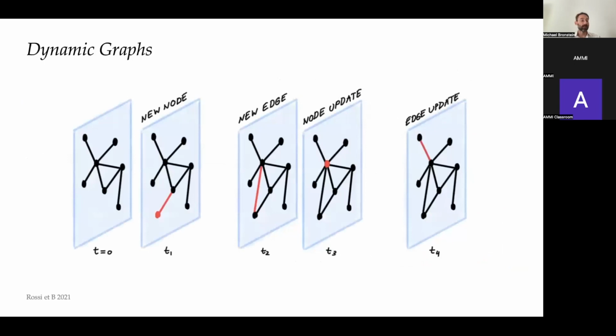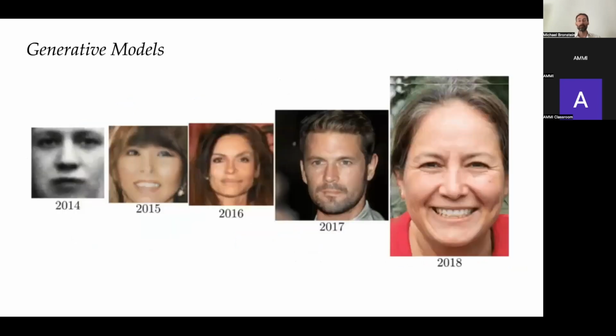Then an interesting topic is that in many situations, the graph is actually not a static object. If you think of a social network or maybe different types of biological graphs, they evolve over time. So dynamic graphs and neural networks to work on this kind of data are also a relatively new and emerging field of study. And another topic is generative models.